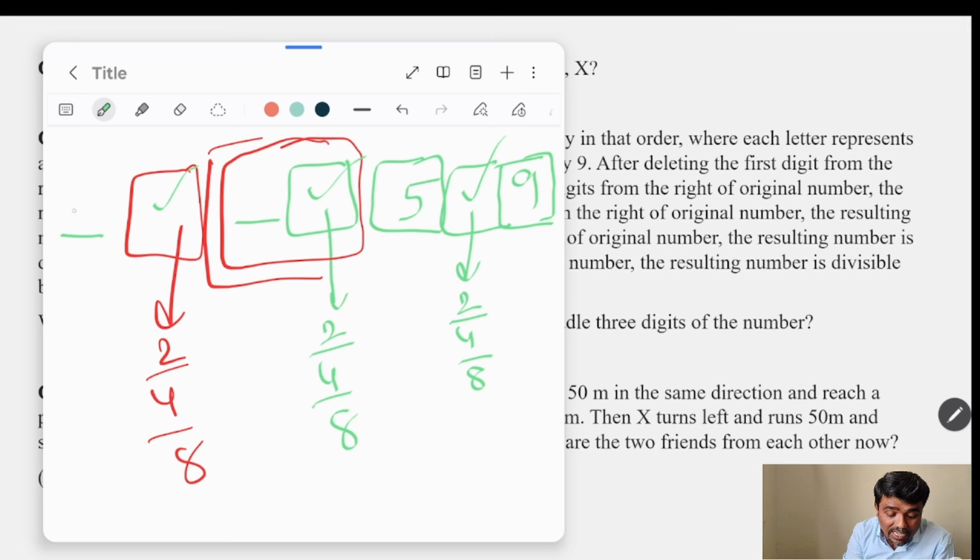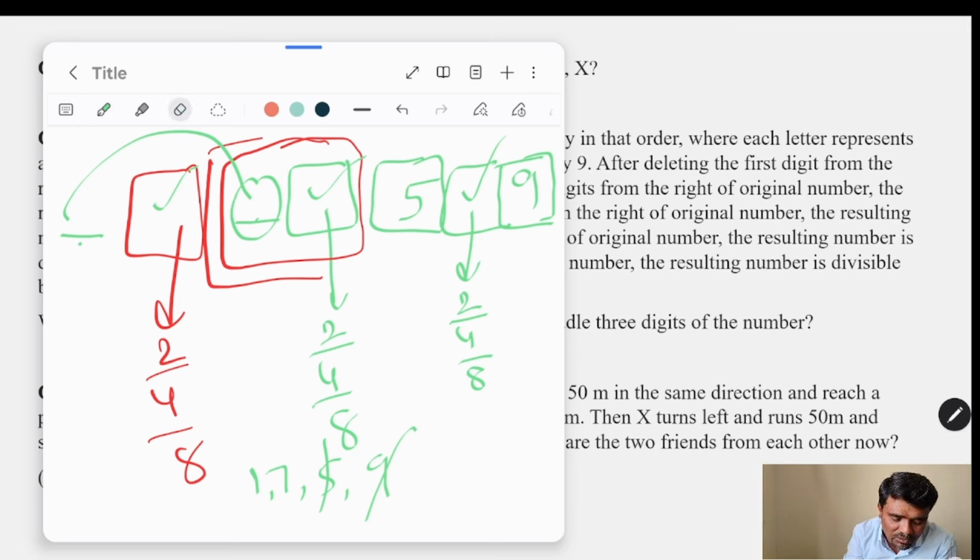That means the remaining digits are odd digits. What are the remaining odd digits? 1, 7, 5, 9. Only 9 is fixed. 5 is fixed. That means I am left with 1 or 7 in this box. Are you getting my point? So why am I focusing on this box only? Of course, here also the same 1 and 7 remain. But my question is about the middle 3 digits.